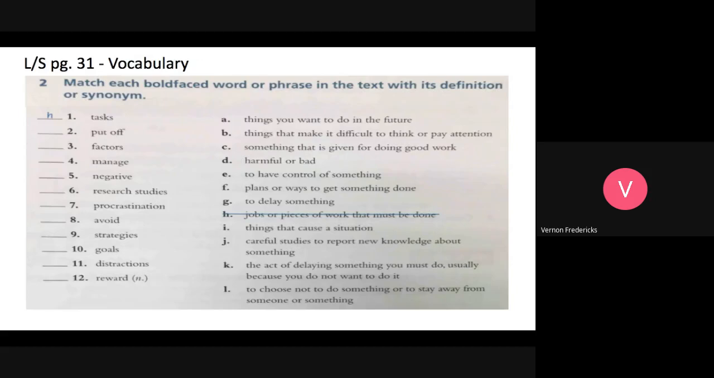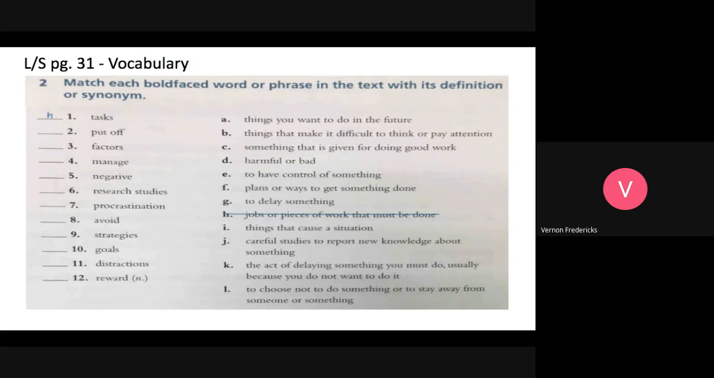Okay, welcome back, students. The answer to number 3, factors. Factors matches with I, things that cause a situation. Number 4, manage. Manage, to have control of something. Number E. Number 5, negative. The answer is D, correct. Harmful or bad. Number 6, research studies.